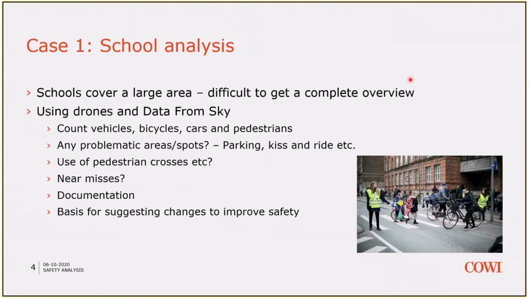Previously, you would do field studies, you would place several men on site and do observation. This means that you have no documentation and no one has the full overview of the traffic situation. So what we did was that we started using drones combined with data from Sky. And what that made us able to do was that we could count the vehicles, bicycles, cars, and pedestrians.